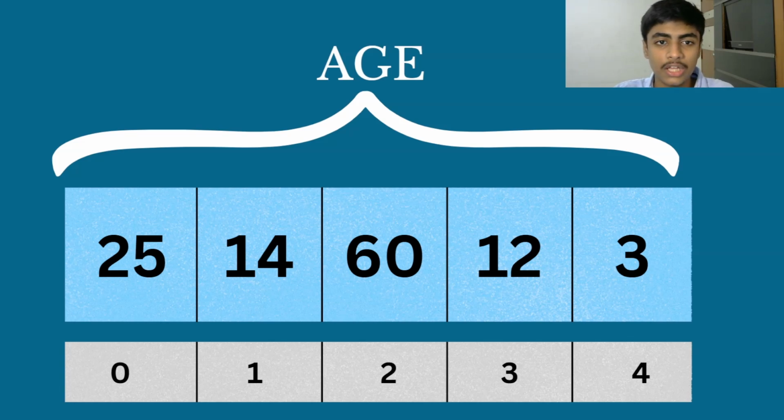For example, age 0 should give me 25 because that's the value in that particular box. So you notice that these index numbers are basically like variable names, but they're provided by the Java programming language, and you don't have to set these variable names. So if I want to access 3 over here, we see that 3 has an index of 4. So age at 4 should give us 3.